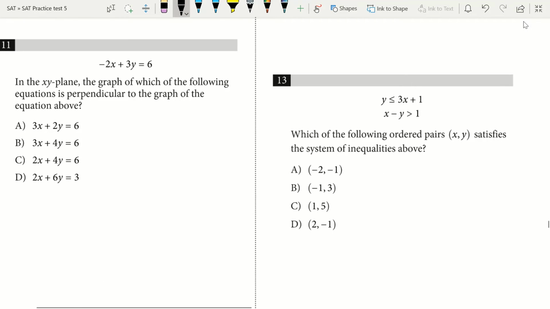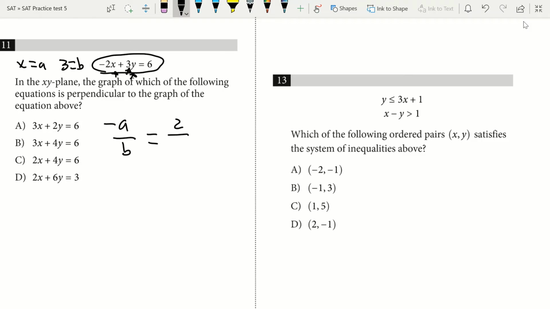Question 11, in the xy plane, the graph of which of the following equations is perpendicular to the graph of the equation above? All right, well, this is in standard form because we have our x and then our y there, right? Now, when we have that equation, to find the slope we are going to do negative A over B, where the coefficient of x is our A and the coefficient of the y is our B. So negative A over B here, we have our A is negative 2, and negative of negative 2 leaves us with 2. And then we have our B of 3, so we're going to have 2 over 3. So that's our slope for our first equation.